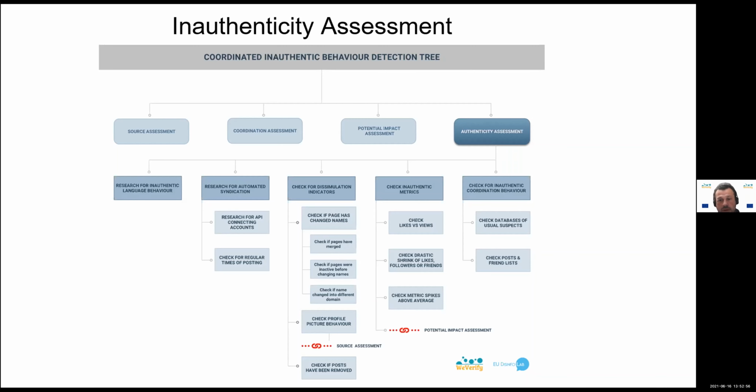We also have to check some databases of usual suspect platforms that are known for organizing coordinated inauthentic behavior. Here we can talk about the infamous Forum 18-25 in France, but also 8chan, Gab, Parler, etc.